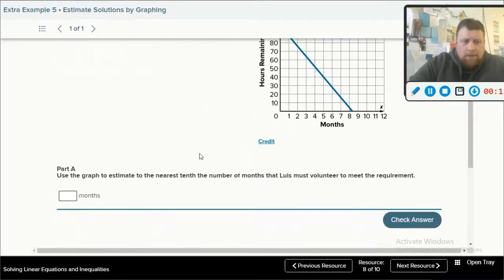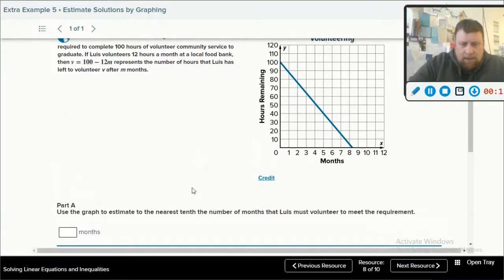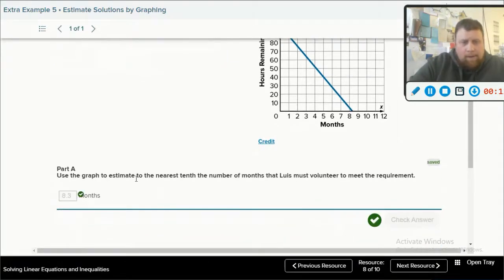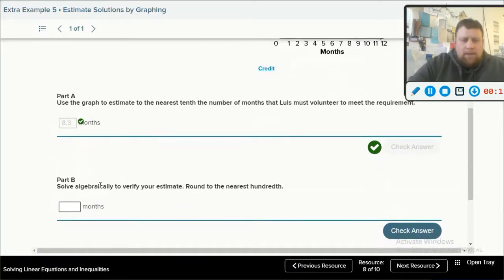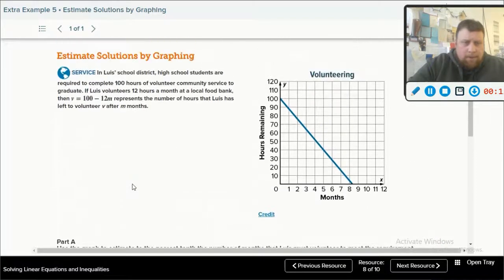Okay? Use the graph to estimate to the nearest tenth the number of months that Luis must volunteer to meet the requirements. Okay, when I'm looking at this, between 8 and 9, that looks about 8.3-ish, 8.3 or 8.4-ish. So I think 8.3 months. It says nearest tenths. Okay? Look at that. And the truth is, you can guess anything pretty close to that will be fine when you're guessing things. Solve algebraically to verify your estimate. Round to the nearest hundredth.